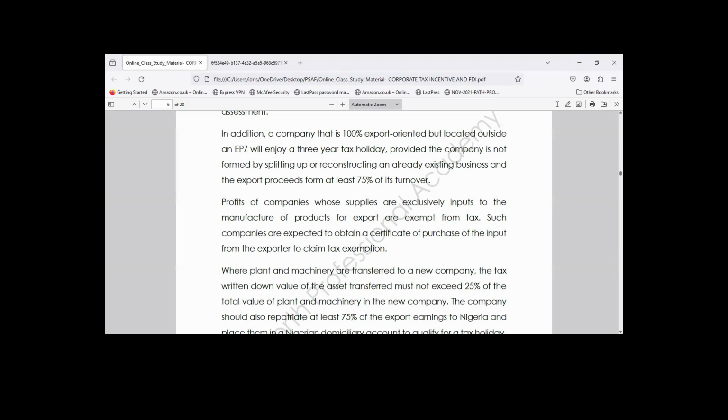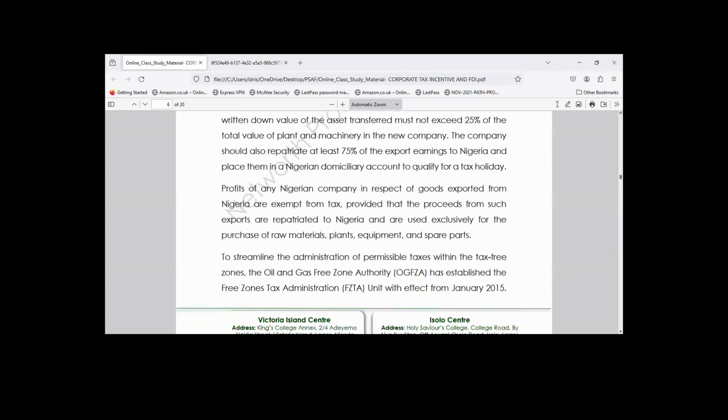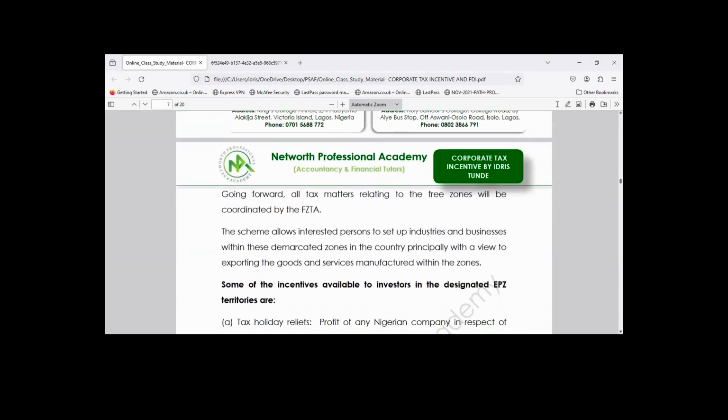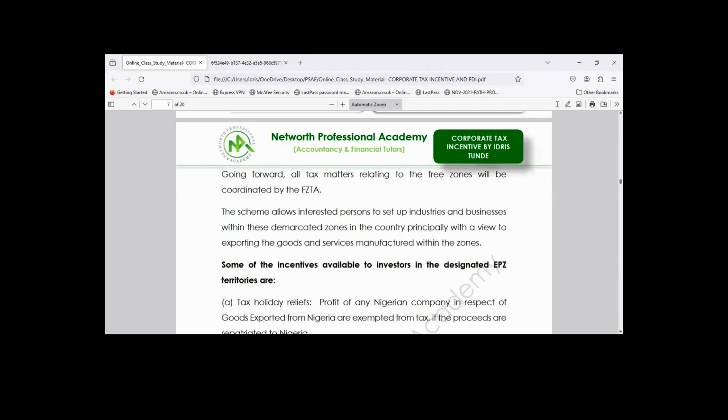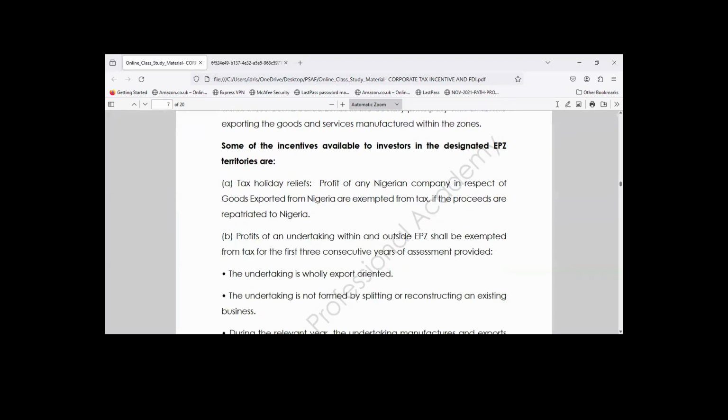Aside from that too, goods exported out of Nigeria are exempted from what? Value added tax. So now let's look still at this export processing zone, export incentive. Let's look at incentives available to a company located in the export processing zone.